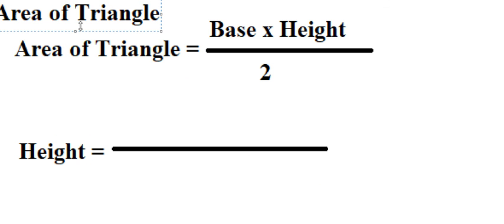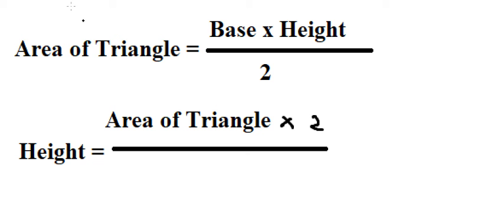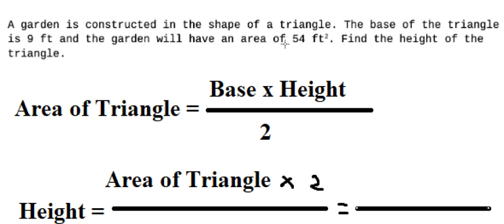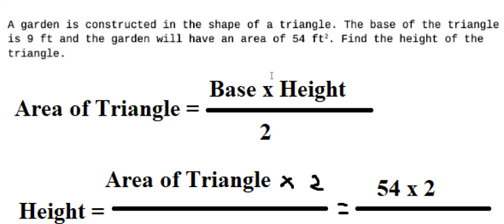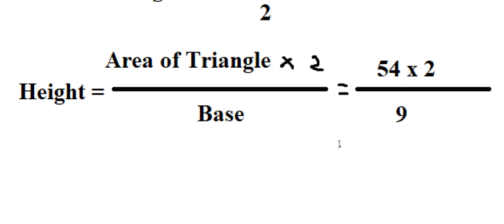So we have this one, I will put in here, multiply by number 2, and we divide by the base. And now we have the final answer. The area of the triangle is about 54, multiplied by the number 2 in here, and we divide by the base. And now we have the final answer, and that is about 12 feet.